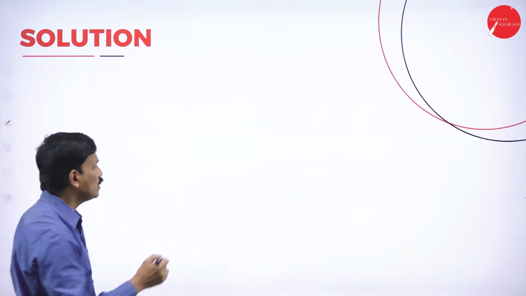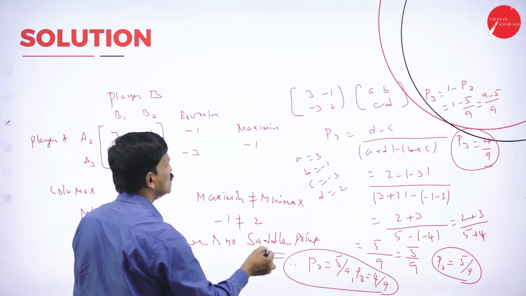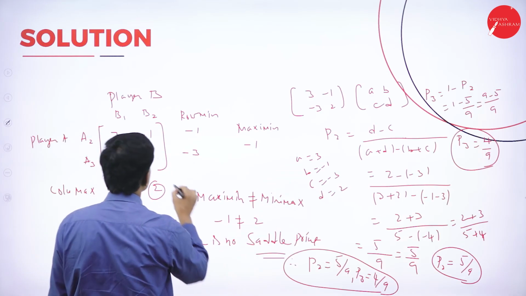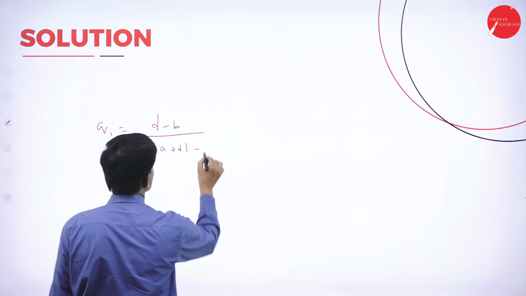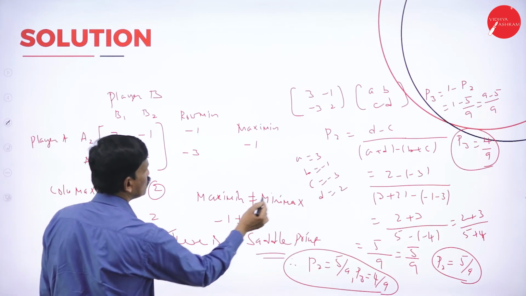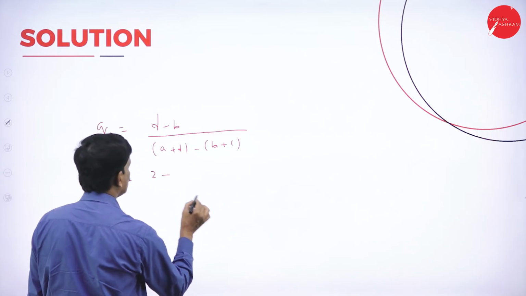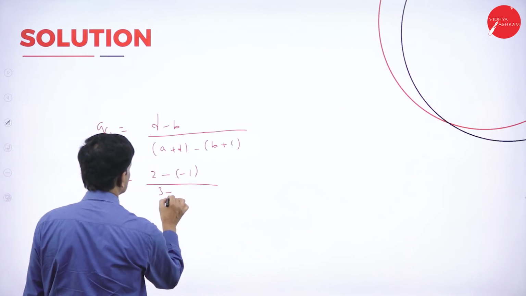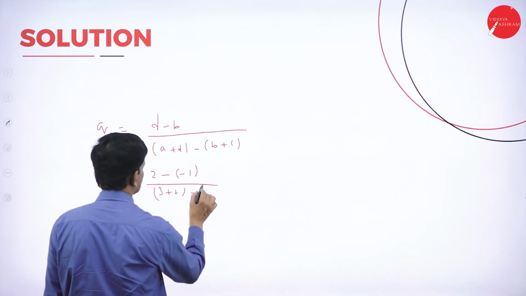Okay. Find out the value of Q1. Q1 is equal to, as usual, instead of D minus C, it is D minus B, divided by denominator A plus D minus B plus C. Simplify this. What is this equal to? D minus B. D is 2 minus B. B is equal to minus 1, divided by denominator 3 plus 2 minus B plus C.